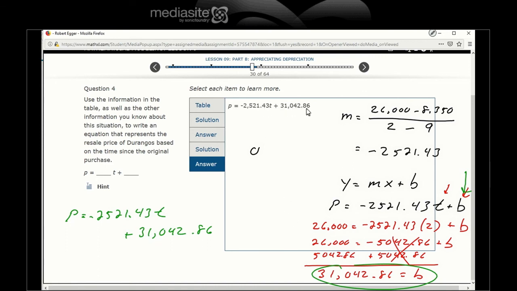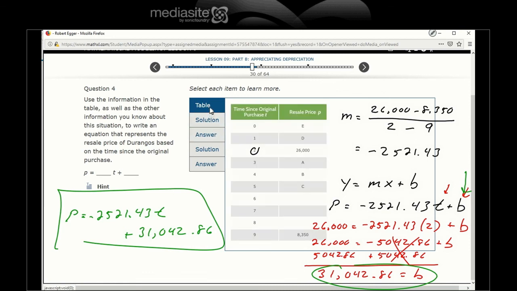The same answer we got here: 2521.43, 31,042.86. So we got the same answer without having to go through all that table. Just use knowledge of how a straight line equation works. Y is mx plus b. We got the m from the two known points. Then we plug one of those points in and solve for the missing b, because this b is going to fit the line that passes through those points.